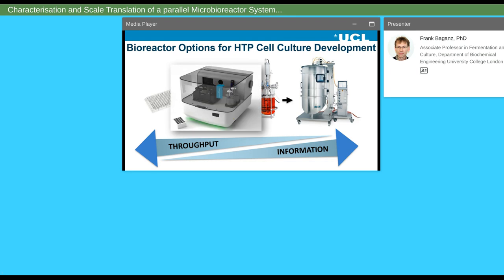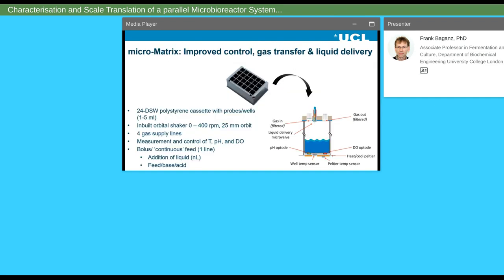Microbioreactors, like the micro-Matrix shown here, try to shake up this inverse relationship by offering a fully controlled culture environment at small scale that allows for a high degree of parallelization. The micro-Matrix is designed around a 24 deep square well microtiter plate, as shown here. On the right, you can see a close-up of one of the 24 wells.